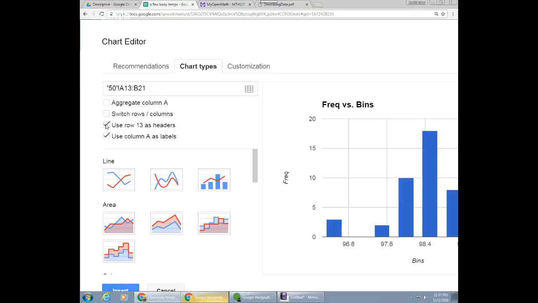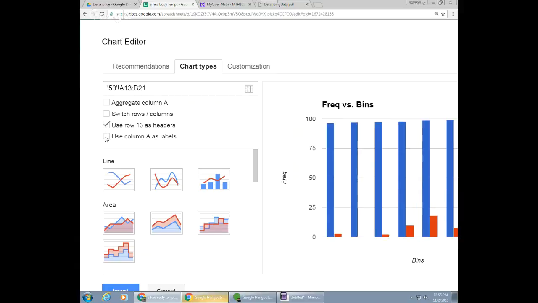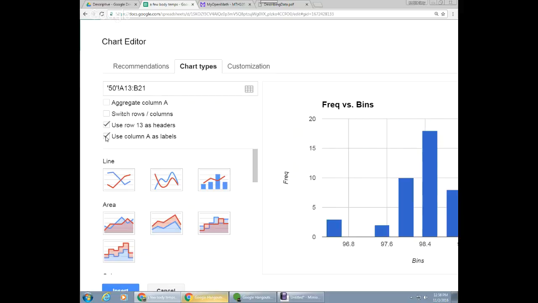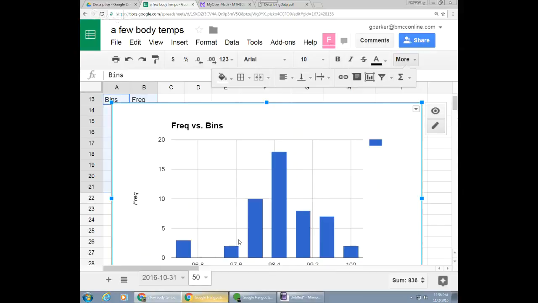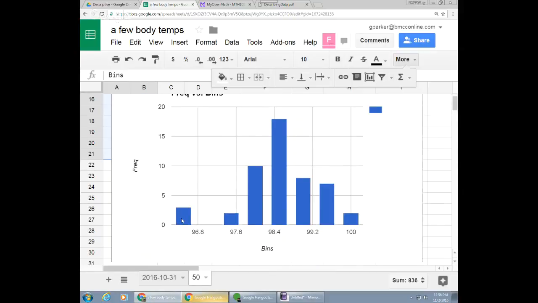Why is it giving me column A as labels? No. Oh, wait. Yes, column A is labels. Row 13 is not headers, though. Huh, why did it give me one extra one there? That shouldn't be there. Well, they should all be equally spaced, and I got this one. Oh, one of them had none in them. Okay, yeah, thank you very much.